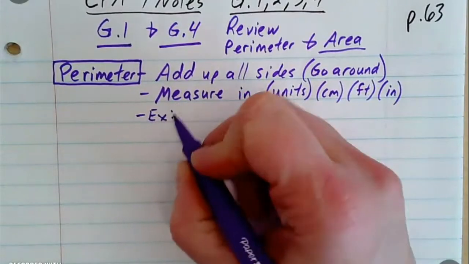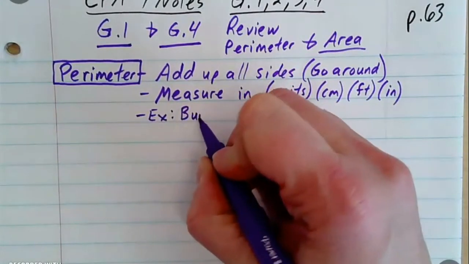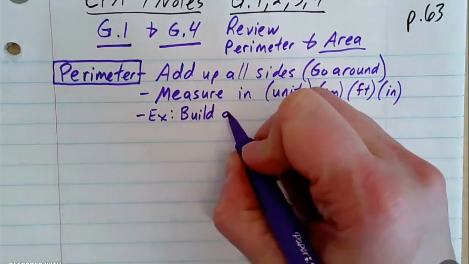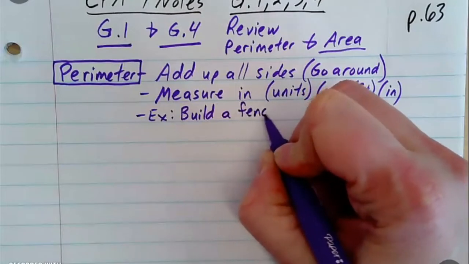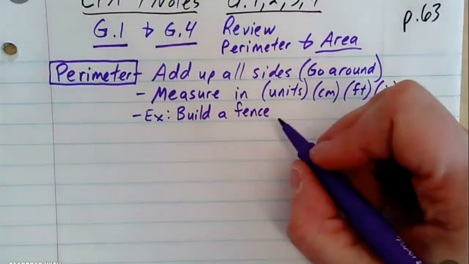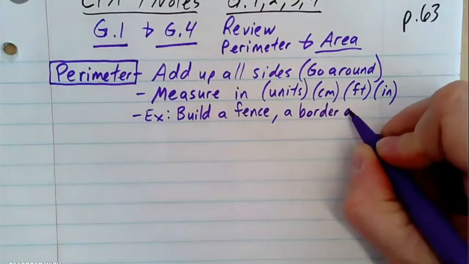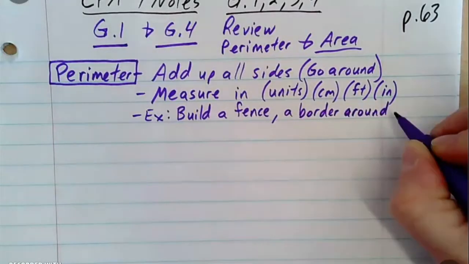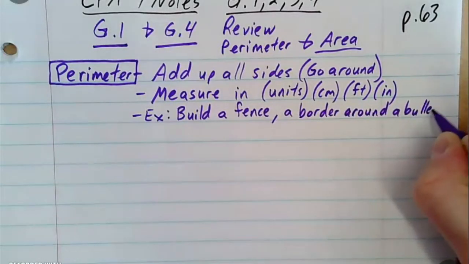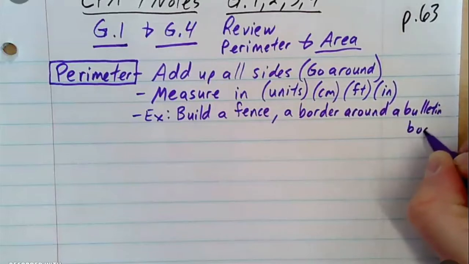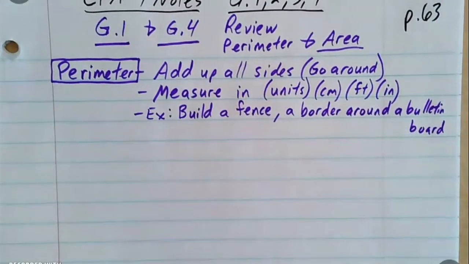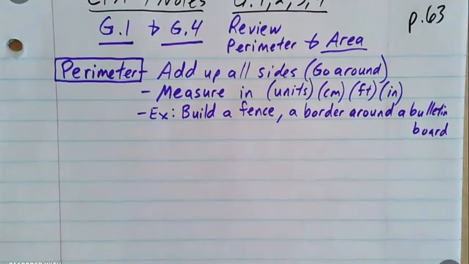What are examples of perimeter? Some examples you might see in story problems would be like building a fence, because a fence normally goes around someone's property. A border around a bulletin board are normally examples you see with perimeter.